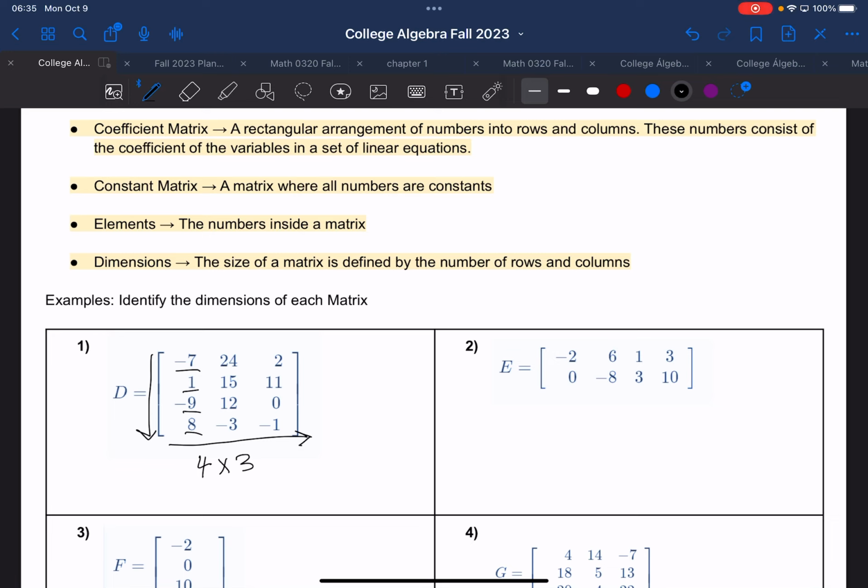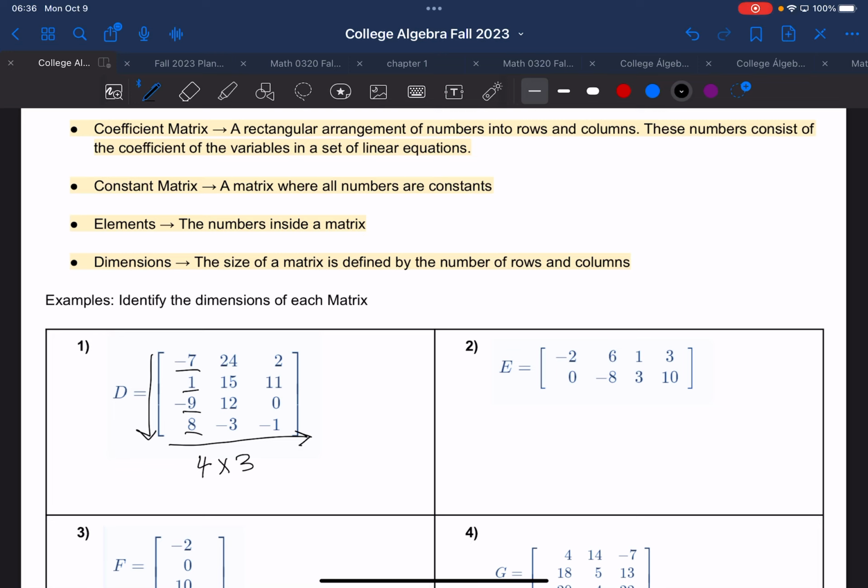And that's all we're doing for these examples, just identifying the dimensions. So the numbers don't really matter here? No, not yet. The reason we have to learn to identify the dimensions first is that when we are doing the operations of matrices, there are special cases where you can only add or subtract matrices that have the same dimensions.